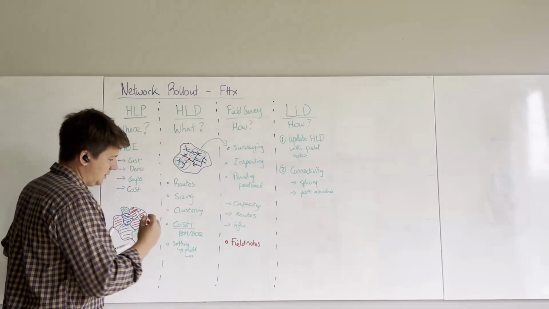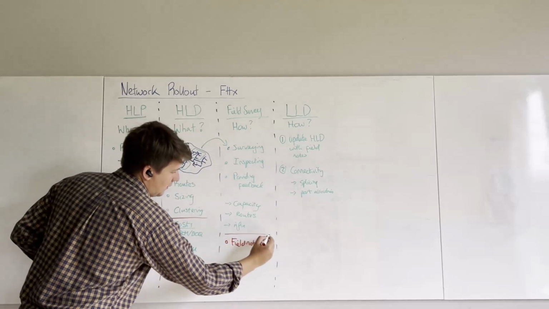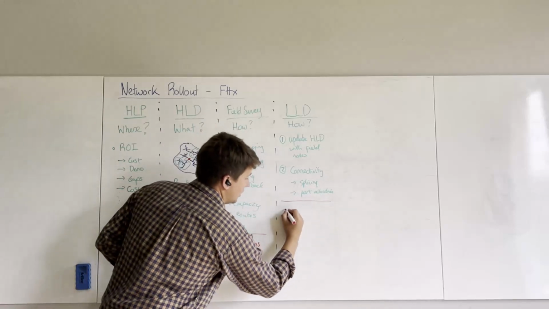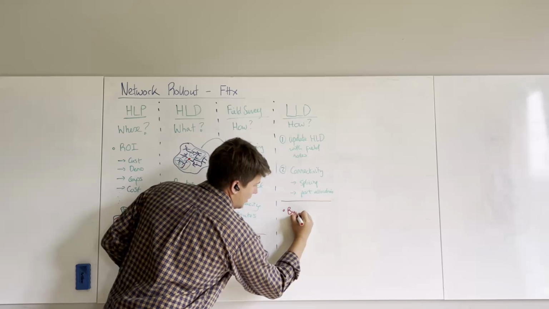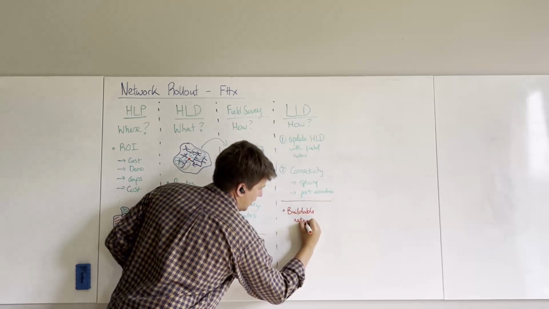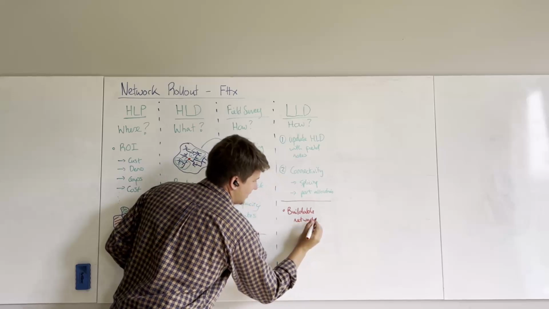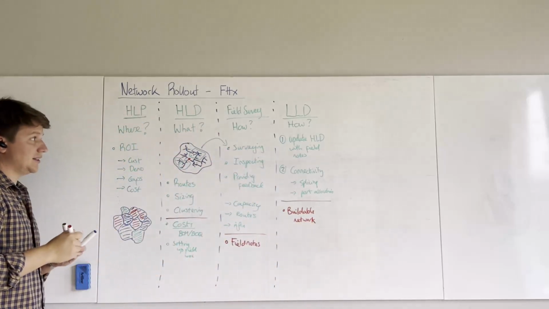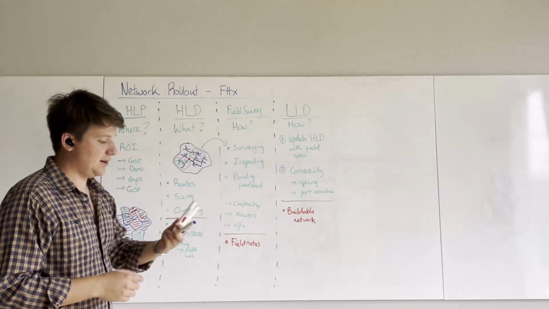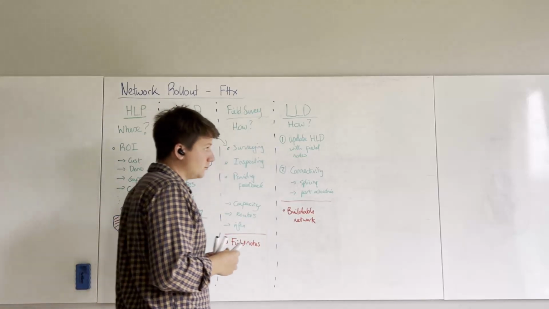I'll put this in its own little box down here in terms of the main note at the bottom. What we're doing is we're creating a buildable network. That's the output of this low-level design stage, right? So by the end of this work, we should have something that's buildable.